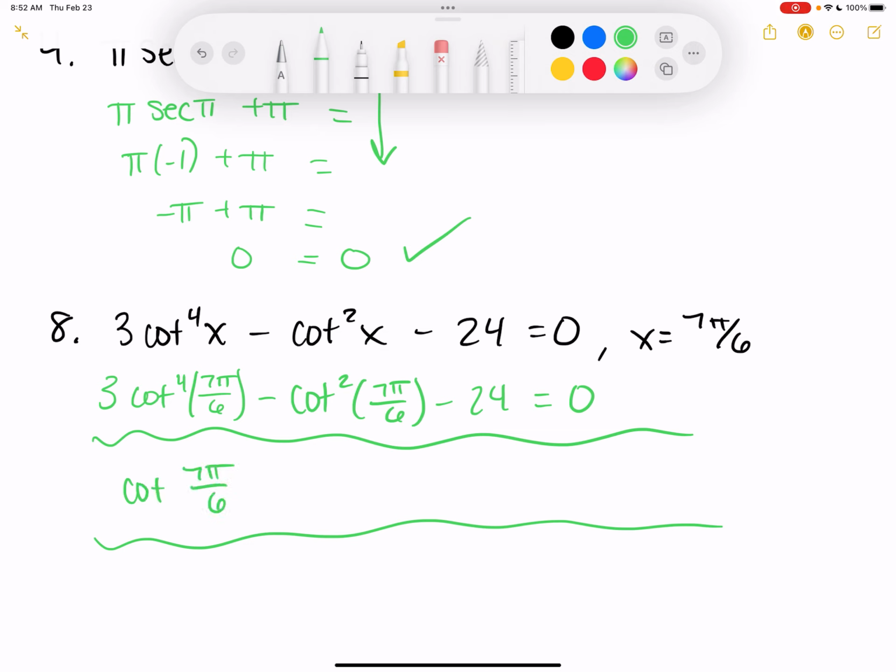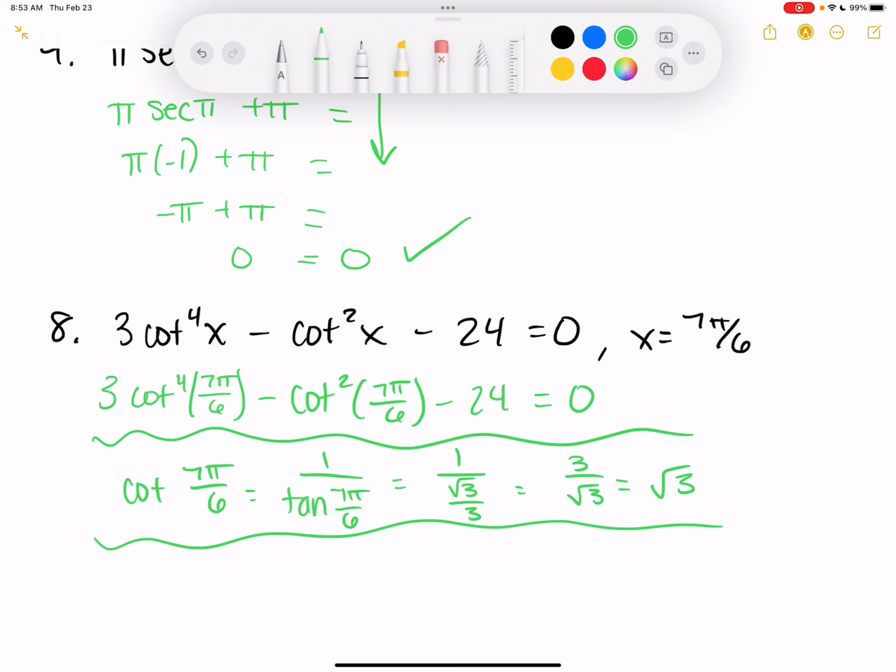Now, cotangent is the same as what? Okay, 1 over tangent. So 1 over the tangent of 7 pi over 6. So what's the tangent of 7 pi over 6? Oh, that's square root of 3 over 3. So this is 1 over the square root of 3 over 3. So keep, change, flip. So this would be 1 times 3 over the square root of 3, which is going to be 3 root 3 over 3, or just root 3. Okay? So the cotangent of 7 pi over 6 is the square root of 3.